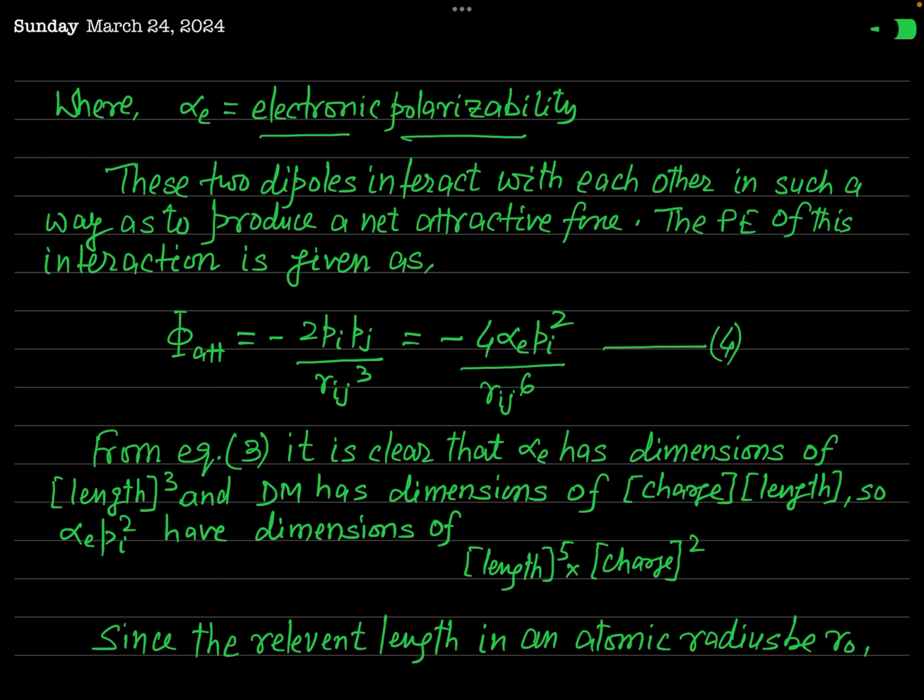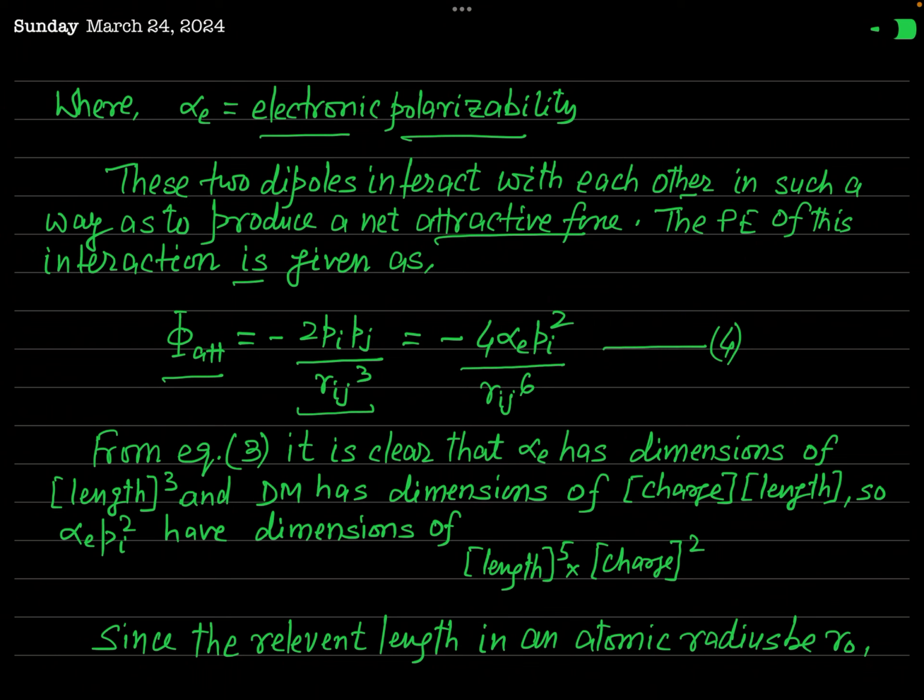So see here, I have mentioned that these two dipoles interact with each other in such a way as to produce a net attractive force. Mark it. And the potential energy of this interaction is given by phi attraction, ATT. This stands for attraction. And this is given by, remember this formula. If you want to know how this formula has been written here, you have to go through the course on electrostatics and on the electric dipole.